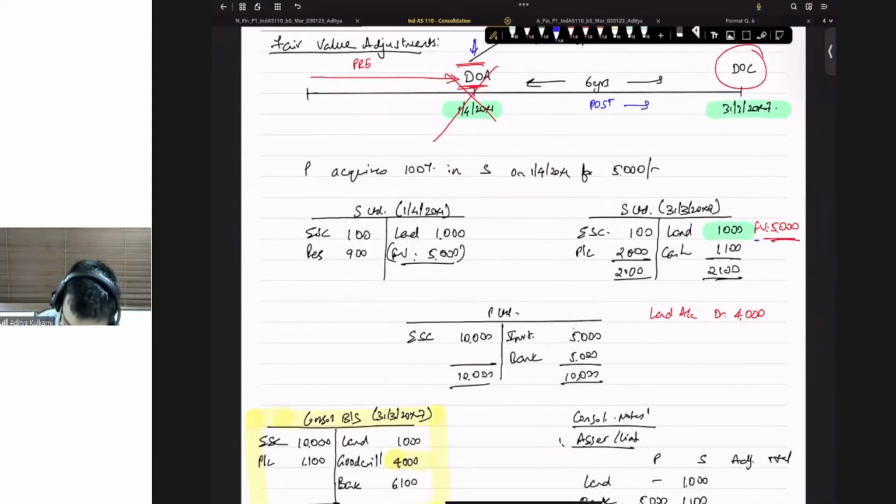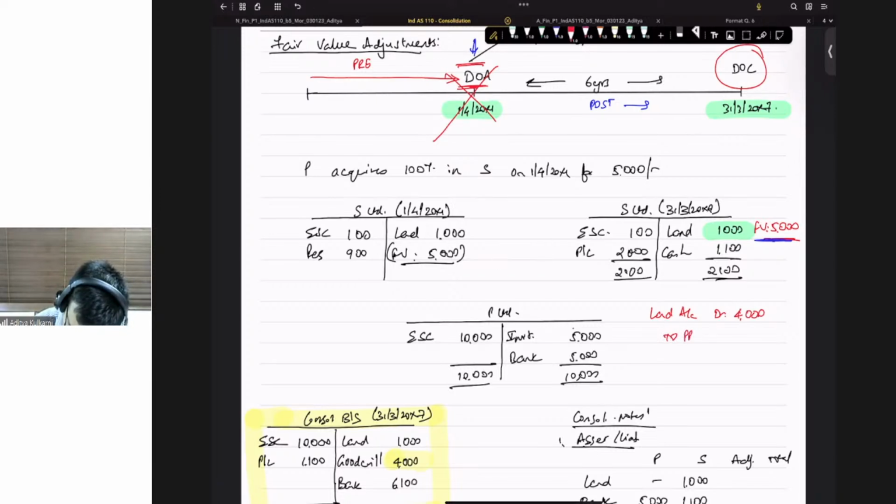When they give the adjustment, they will tell you the book value of land was 1,000 and the fair value was 5,000 on the date of acquisition. That means, up to the date of acquisition, the fair value has increased by 4,000. That is why it becomes a pre-acquisition increase. So I will be crediting the pre-reserves.